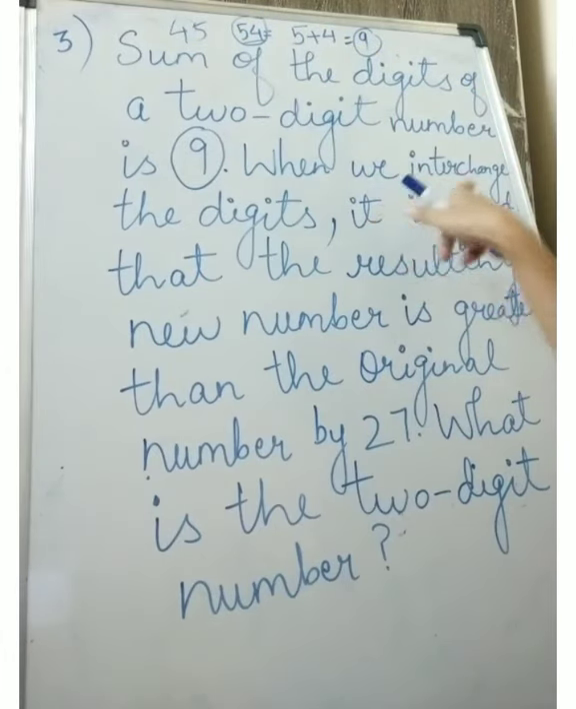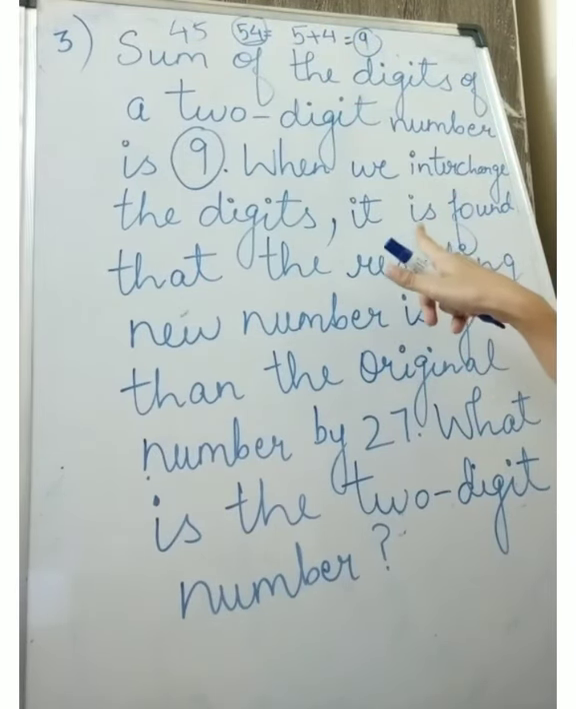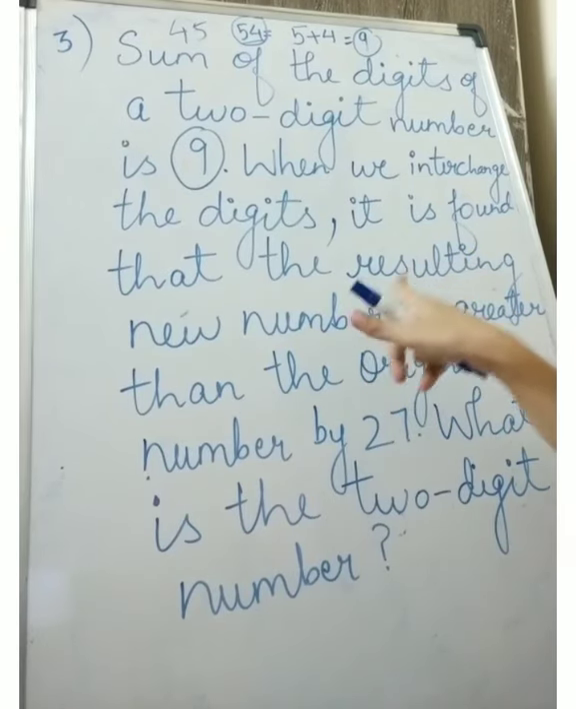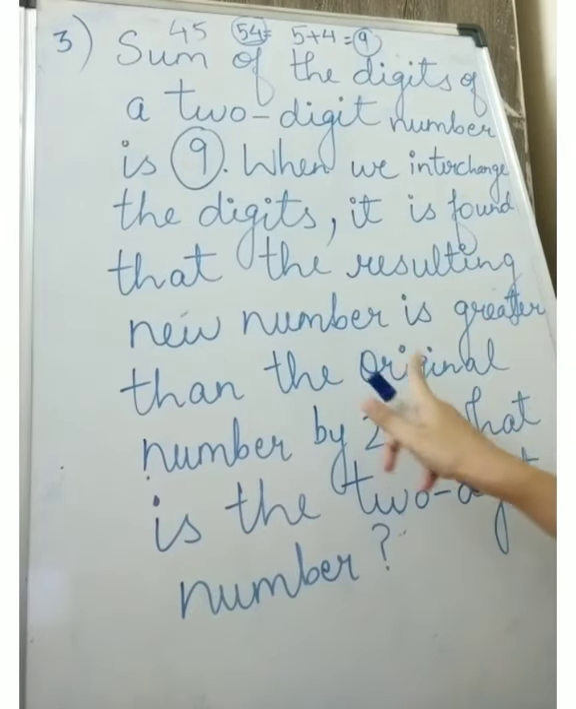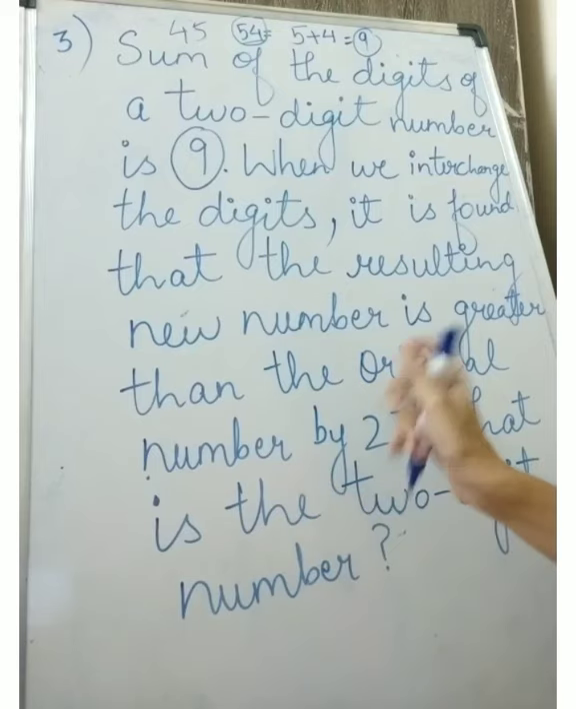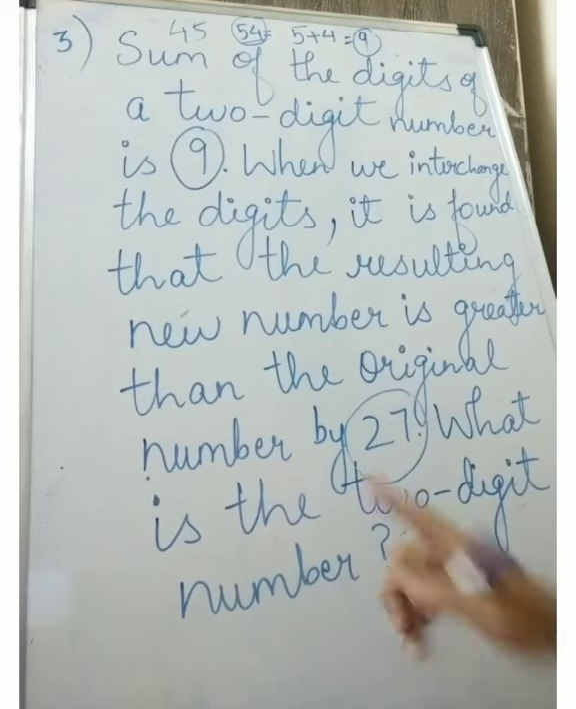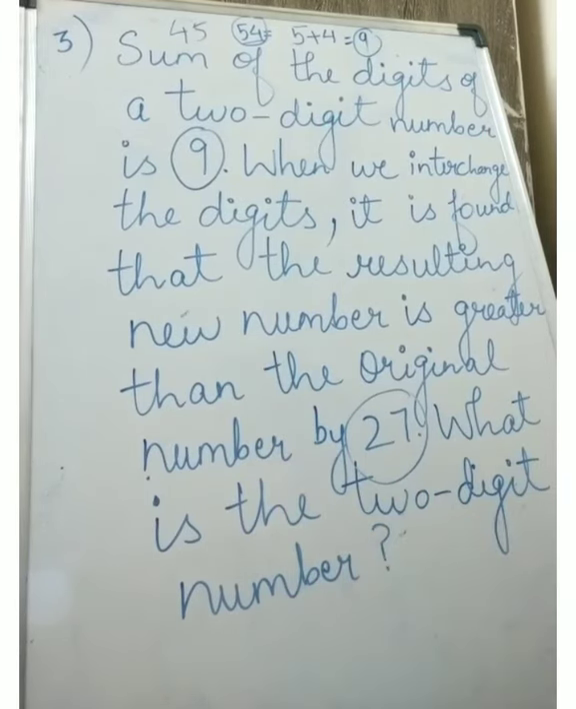So when we interchange the digits, it is found that the resulting new number is greater than the original number. The new number which is formed is greater than the original number by 27, and we have to find what the 2-digit number is.